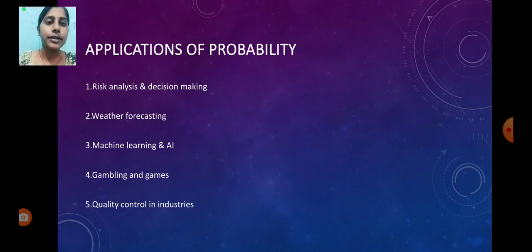Applications of probability. These are the 5 applications of probability: risk analysis and decision making, weather forecasting, machine learning and AI, gambling and games, and quality control in industries.